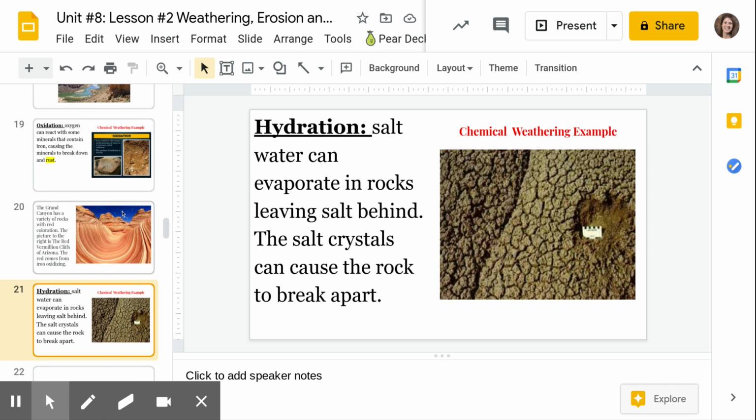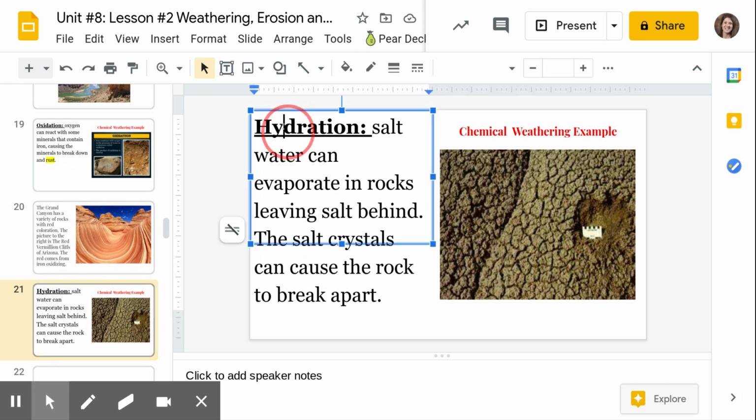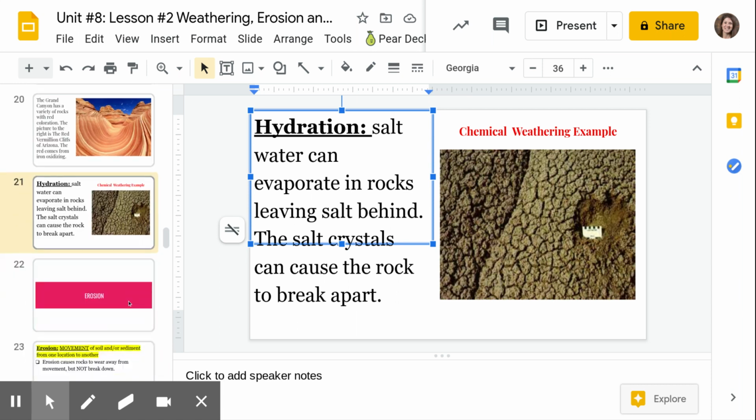Another type of chemical weathering is called hydration. So you can think about the prefix hydra, you can think about water, but with hydration, this is when salt water can evaporate in rocks, leaving salt behind. The salt can then cause the rock to break apart. So salt water in the oceans is a really good chemical weathering agent or chemical weathering tool, because it can cause rocks to break apart because of that salt. So that's another example of chemical weathering.